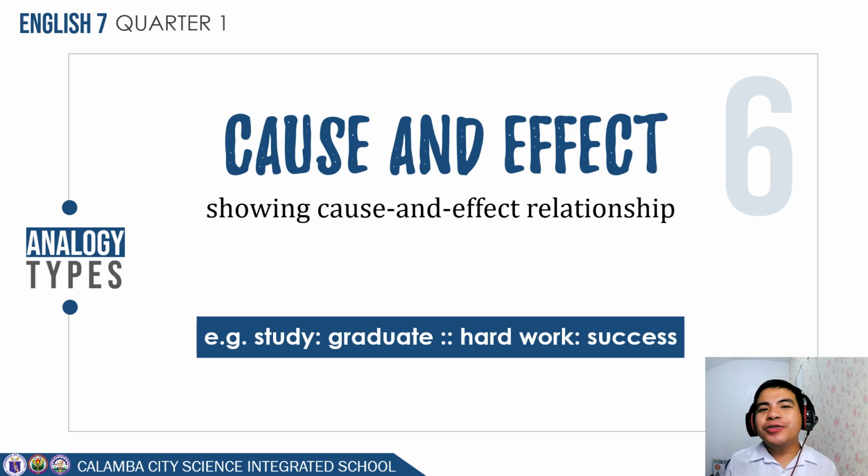Now, I'm pretty sure that you are all familiar with the sixth type of analogy, which is the cause and effect, which obviously shows the cause-effect relationship. Consider this example. Study is to graduate as hard work is to success. Obviously, when you continue your studies, eventually you will graduate. And when you are so hardworking, most likely you will be successful someday. So these terms focus on the cause and effect relationship.